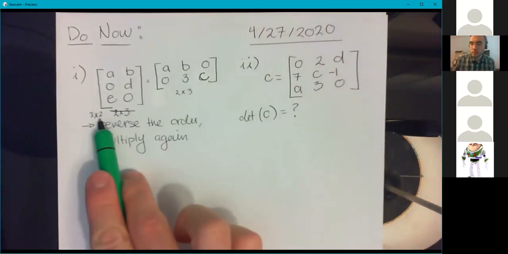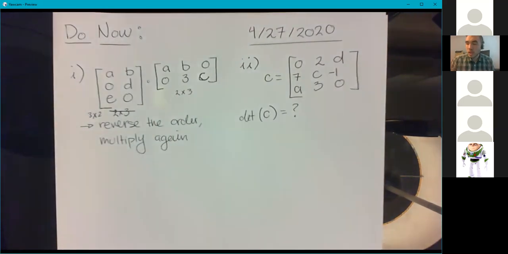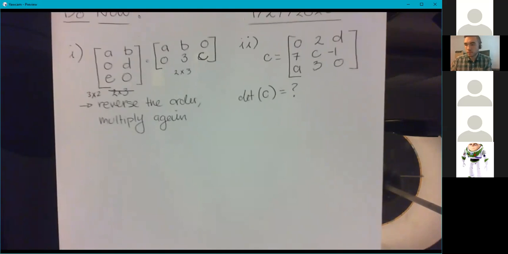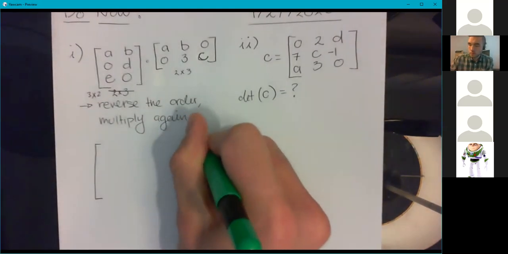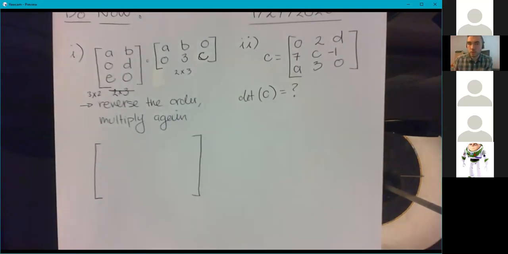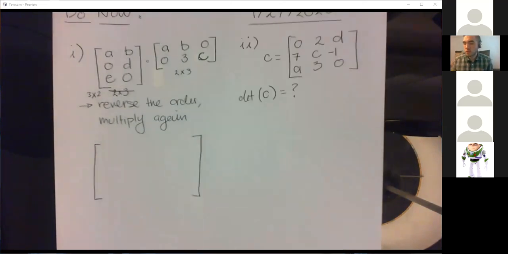And the inside numbers are the same. This is 2, this is 2. And that means that our outcome is going to be what size? What's the size of our final matrix? 3 by 3. Our final matrix in the end here is going to be a 3 by 3.